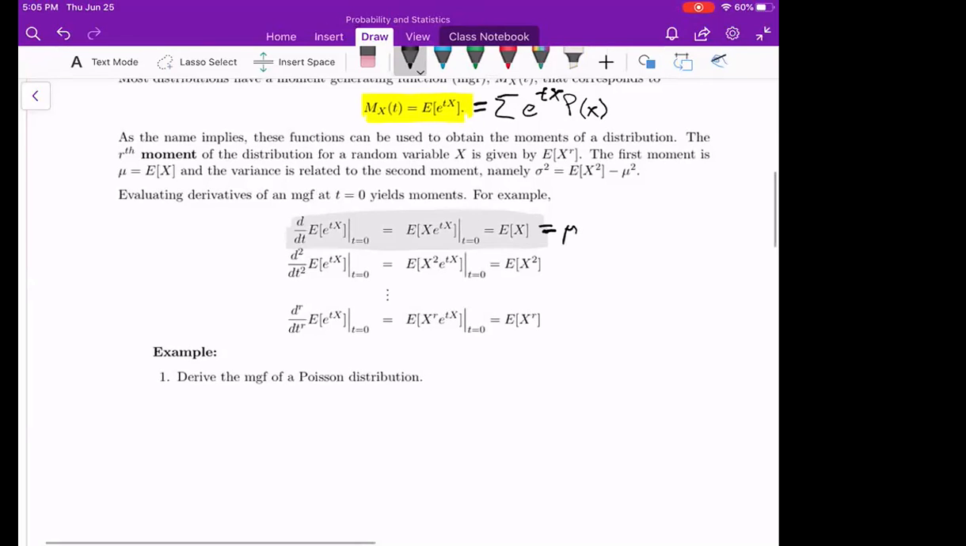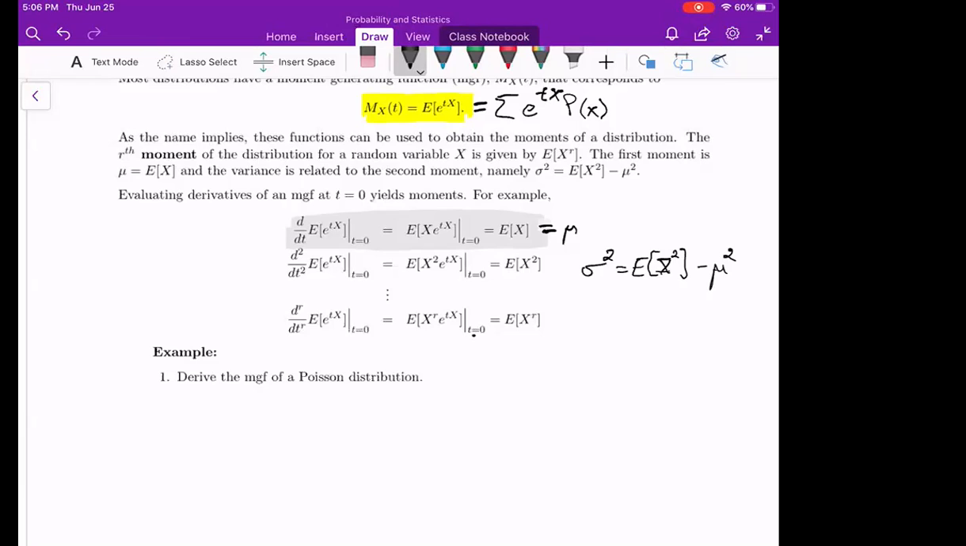Now that's important because recall that the variance is the expected value of x squared minus the first moment squared. So using those first two lines, you could get your mean and your variance as long as you know the MGF. And if you needed more moments, the third, fourth, fifth, you just take that number of derivatives. And so the rth moment is going to be the rth derivative of the MGF evaluated at 0, and that's going to give you the expected value of x to the rth power, which is your rth moment.